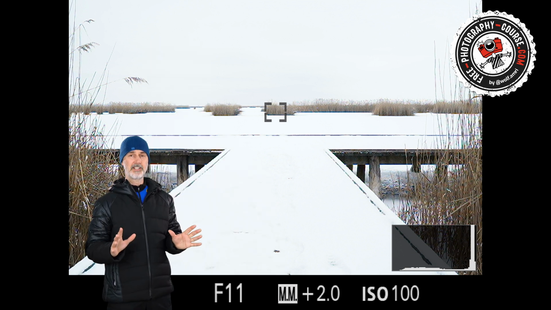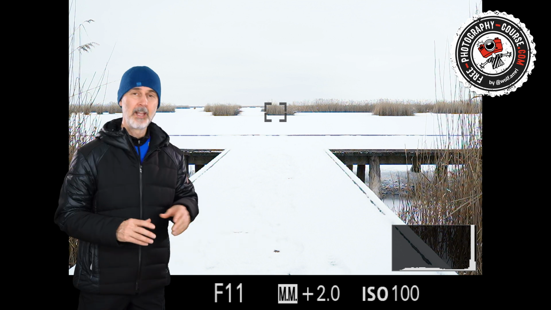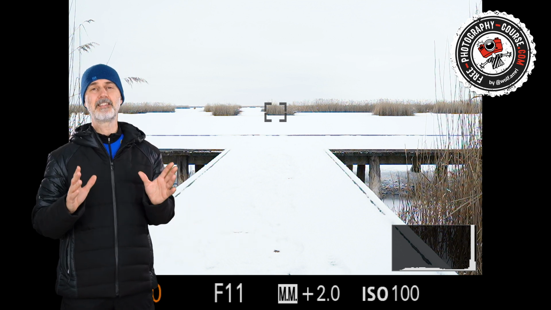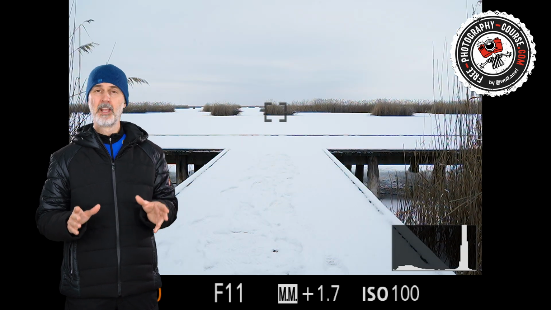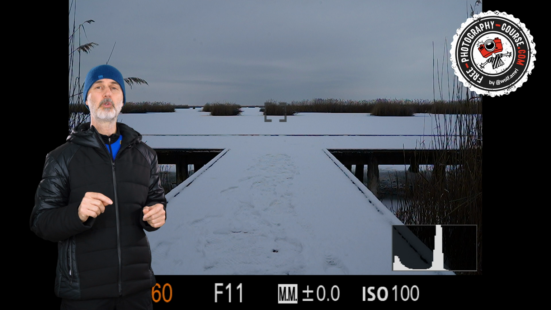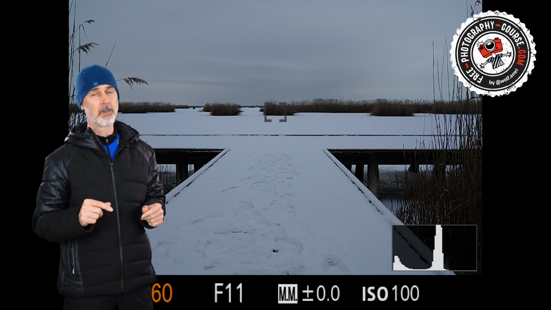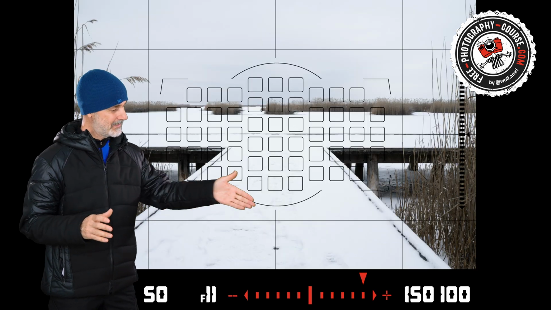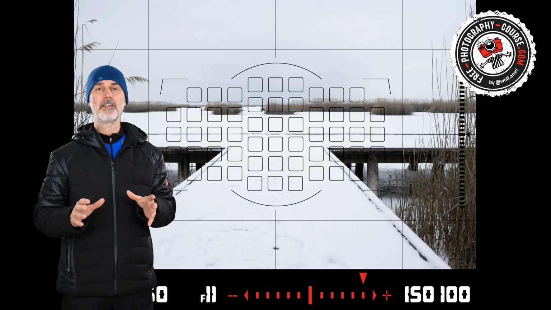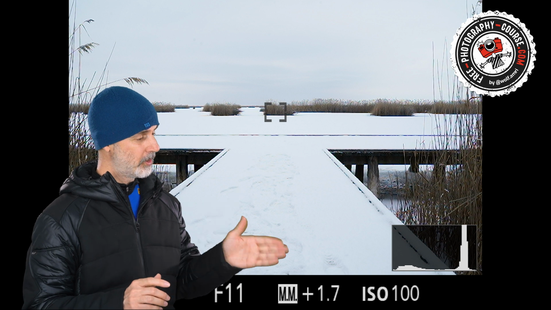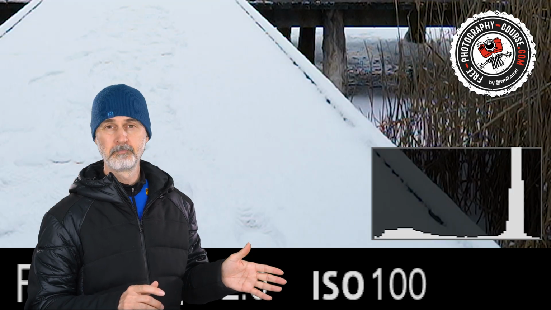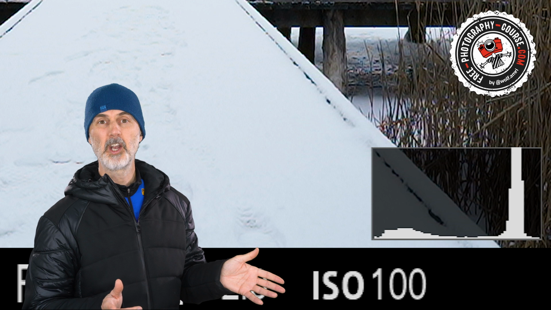Let me next draw your attention to this info here. In our initial image that said 0. In our final image it says plus 1.7. The camera thought the initial image was correctly exposed, hence the 0. In other cameras you might see this graph instead, but the effect is exactly the same. Now the camera thinks we are 1.7 stops overexposed, but the histogram shows we are not.